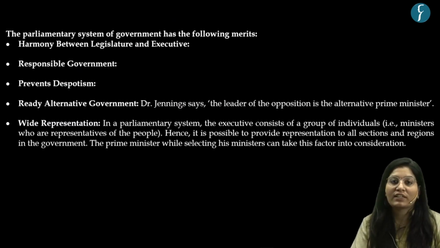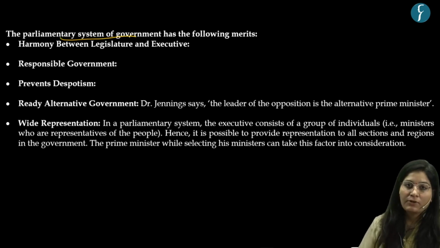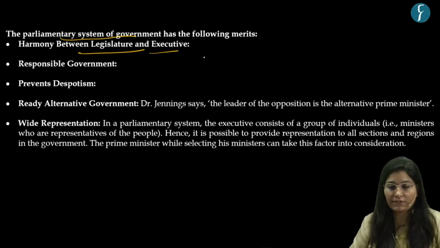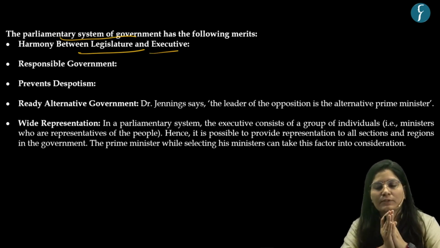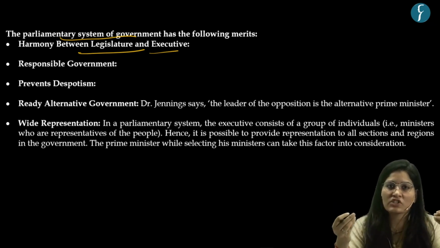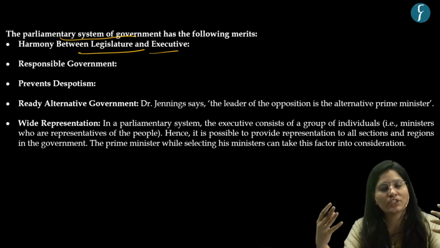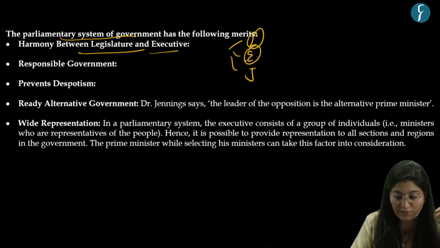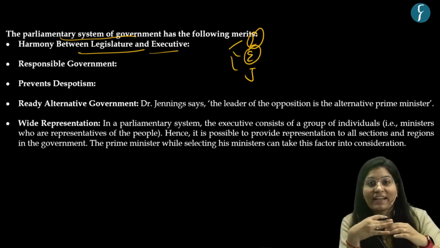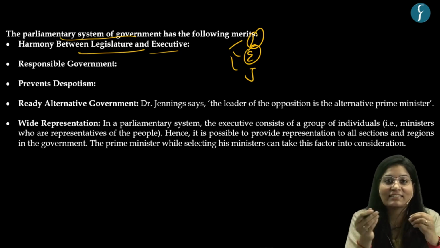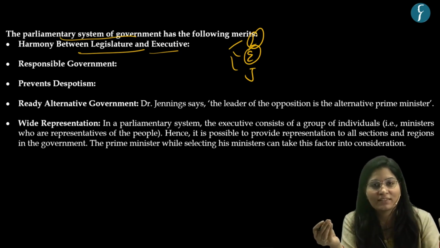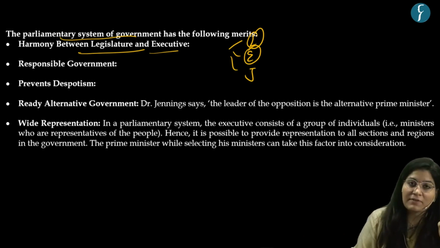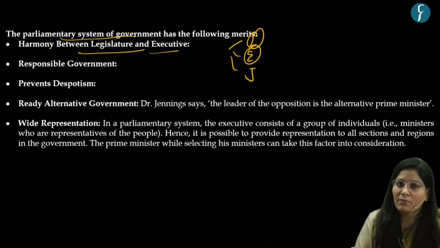Now, let's see what the merits of the parliamentary system of government are. First is harmony between legislature and executive. The parliamentary system of government is quite important and best because it has a harmonious relationship between two wings, that is legislature and executive. In total there are three wings: legislature, executive and judiciary. Legislature and executive have common members and they are interdependent, so there will be less tussle. Less tussle means better cooperation between the two wings, that is better harmony. So there is harmony between legislature and executive under the parliamentary form of government.